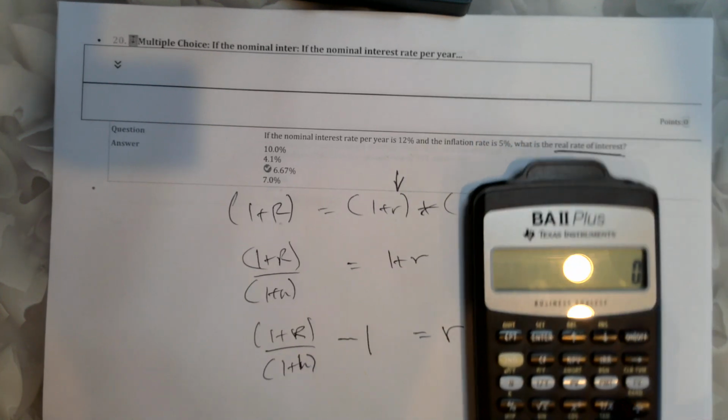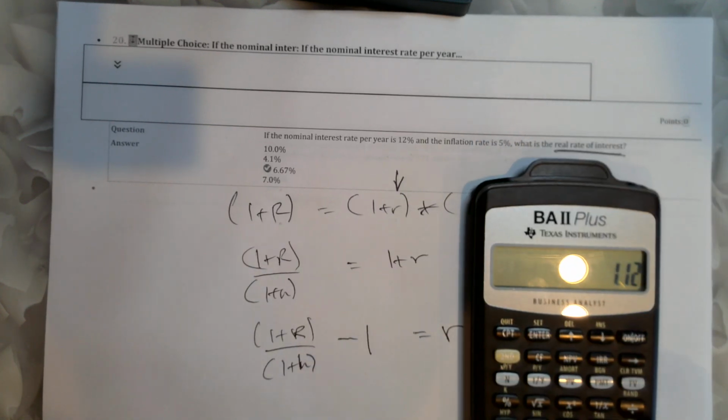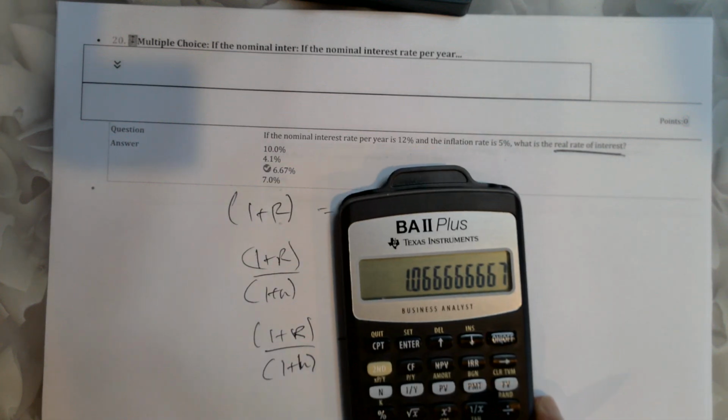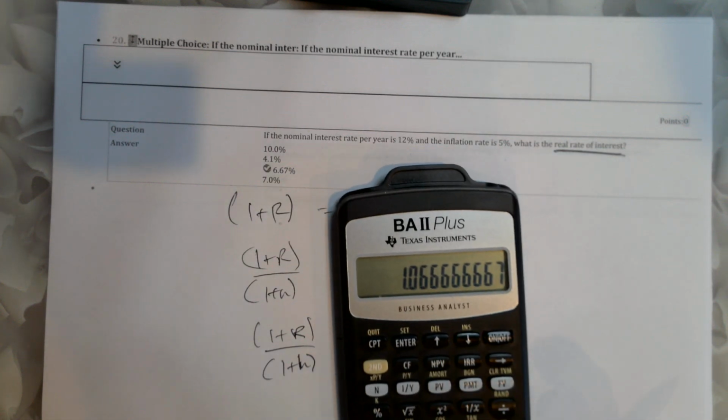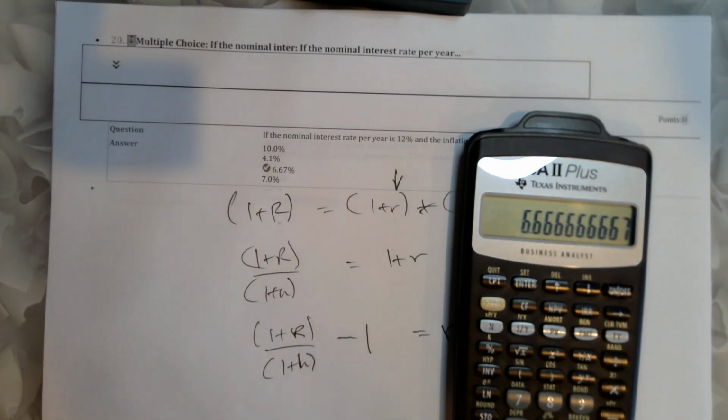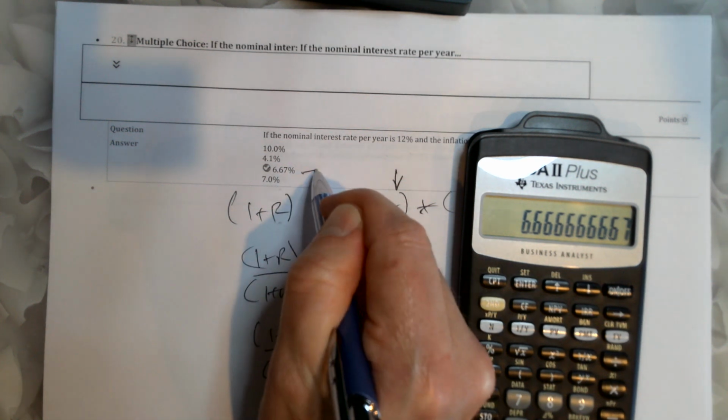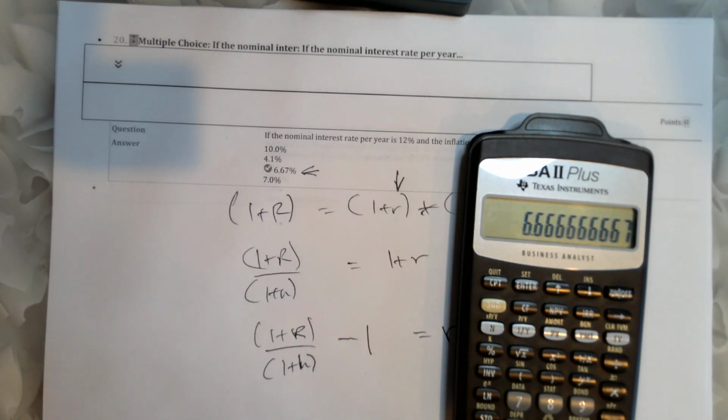Okay, here we go. We've got 1.12 divided by 1.05 equals 1.066666. And then I'm going to subtract 1. I'm going to multiply by 100 to get it into percentages, and I see that my answer is 6.67%.